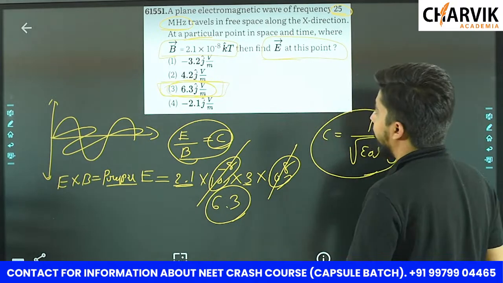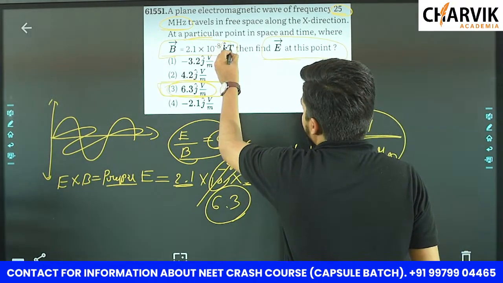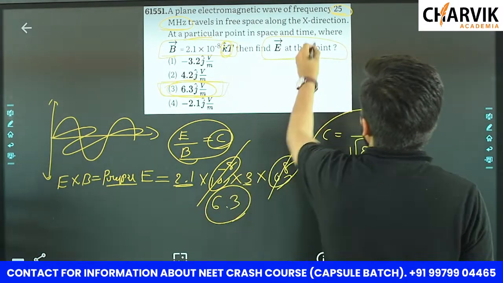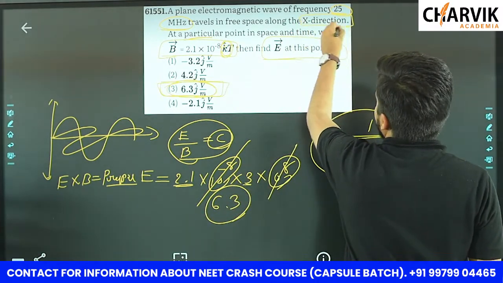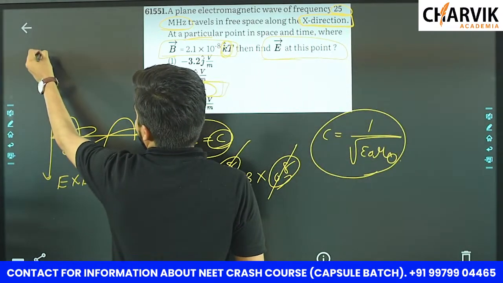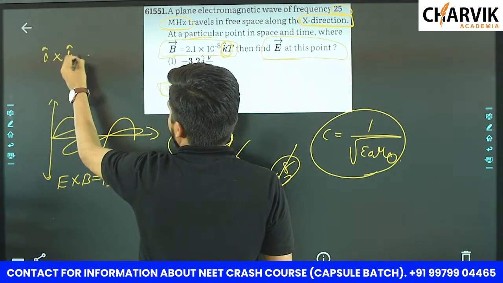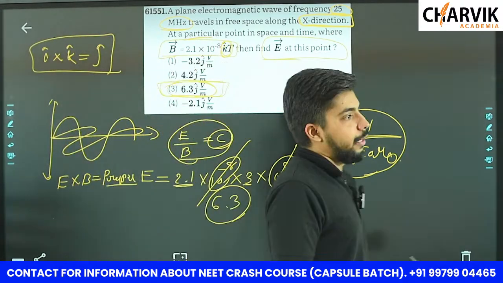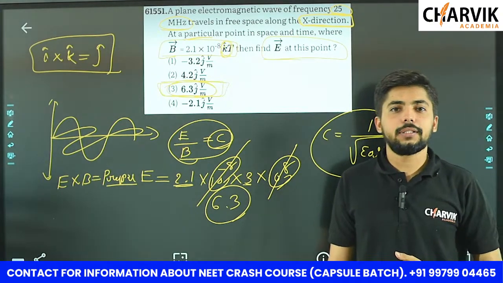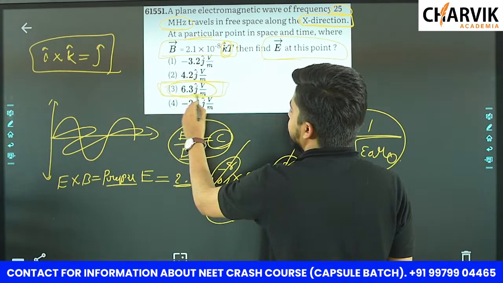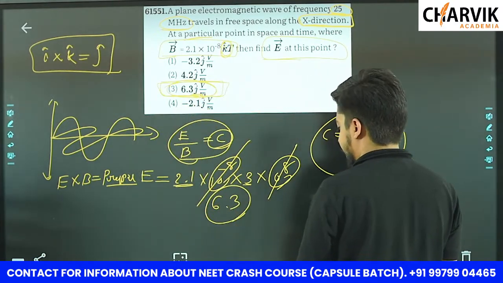So right now you have the direction of the magnetic field into the K cap. And you also have another direction, which is the positive x direction. It is given that the propagation direction is positive x. So positive x is I cap cross K cap, which will simply give you J cap. If you take the cross product of the two vectors, the answer will be in the direction of the third one. So here it is given in the J cap also. So it is 6.3 J V by M. Okay.